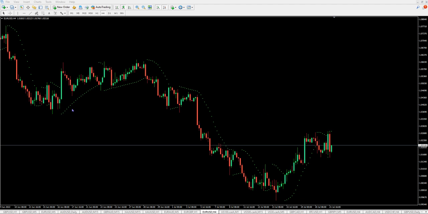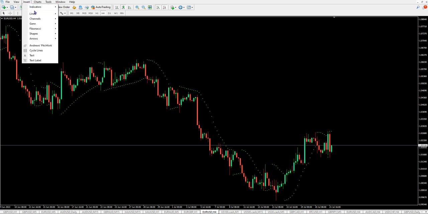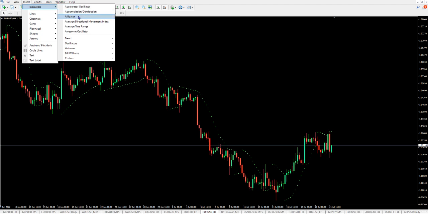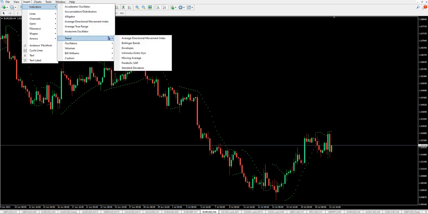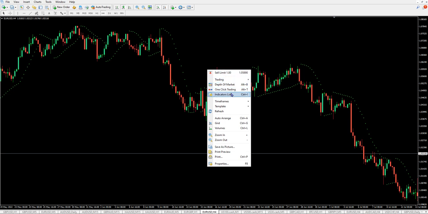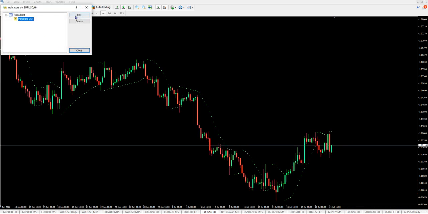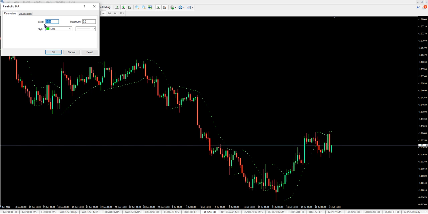In this one, we're going to go over the Parabolic SAR. SAR stands for Stop and Reversal. You can just find it under the trend indicators right here. The settings for it are not complicated. It's just the step and the maximum. For this example, we'll leave them on the default settings.